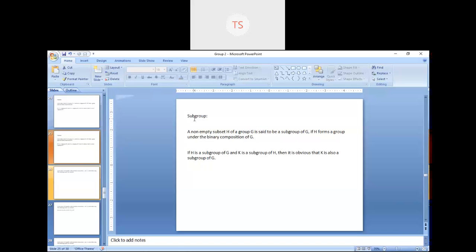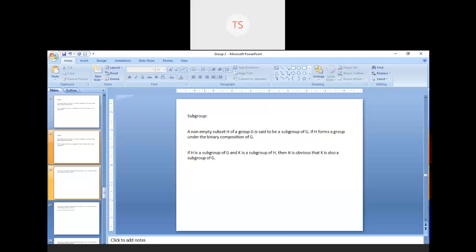Okay. Now, what is a subgroup? A non-empty subset H of a group G is said to be a subgroup of G if H forms a group under the binary composition of G. Okay. So these are the definitions of a semi-group, monoid and subgroup. So let's see some examples, some MCQs on this topic. Okay. So here, the first MCQ is: the set of all real numbers under the usual multiplication operation is not a group.